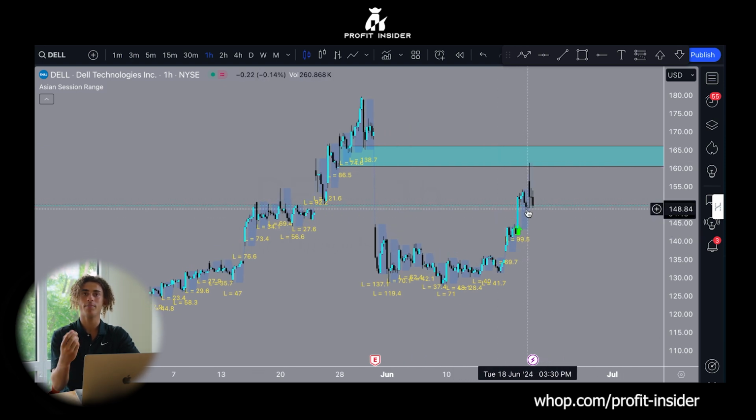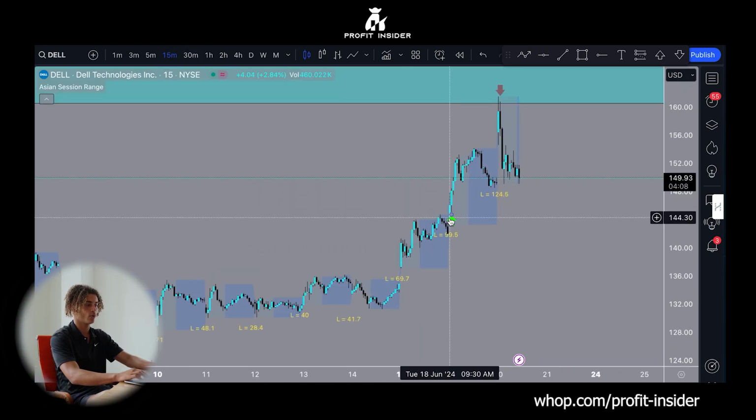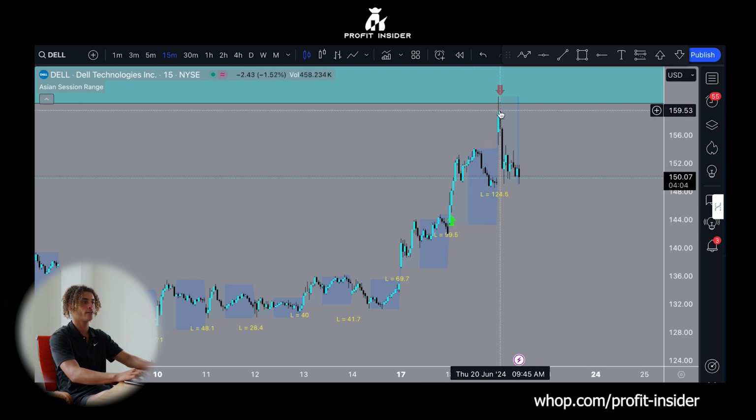So price is going to come up, touch that gap that we created. So that's exactly what price did. So this is where we got into the options, right? So we got into the calls right around here and we got out of them right around here.